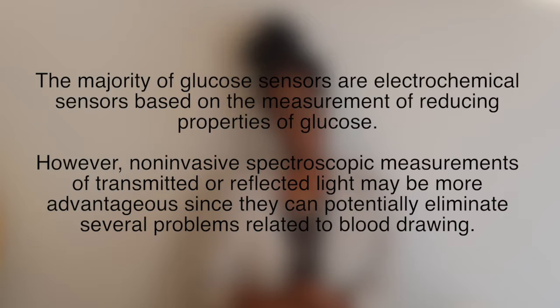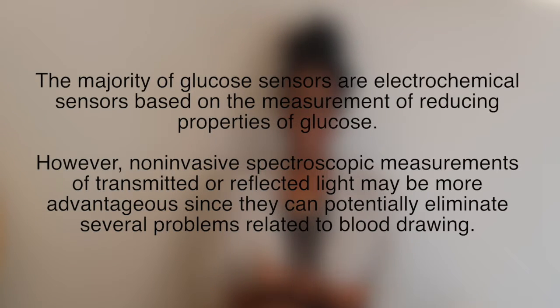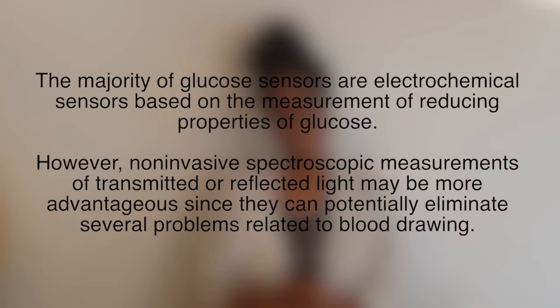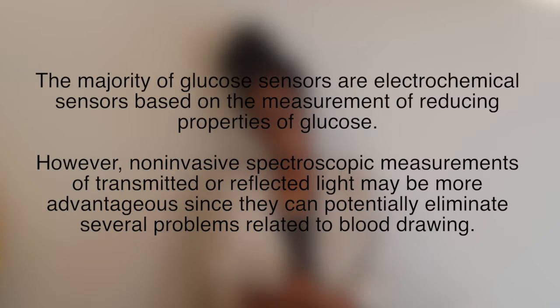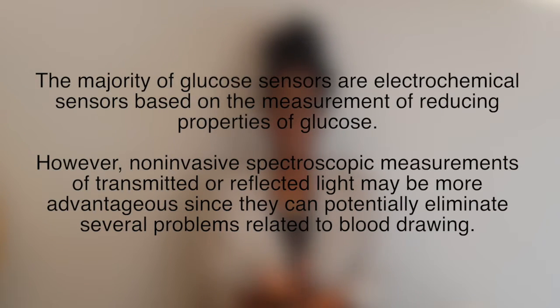As we know, the majority of glucose sensors are electrochemical sensors based on the measurement of the reducing properties of glucose. But using, for example, absorption spectroscopy, there could be different advantages, such as throwing out several problems relating to blood drawing. It is very non-invasive, which prevents the patient from pricking or hurting himself when drawing blood.